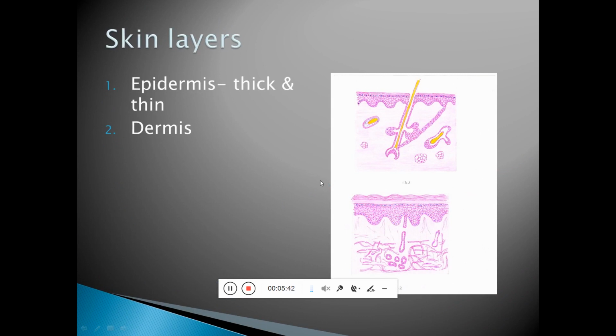Now we'll discuss the layers of skin. Histologically, there are only two layers: epidermis, in both thick and thin skin, and dermis. So this part is epidermis. Which are the layers of epidermis? Microscopically, there are five layers. The most basal layer is simple columnar or simple cuboidal epithelium, known as stratum basale. That means it is situated at the baseline in both thick and thin skin.